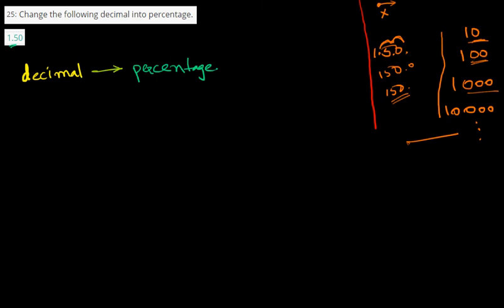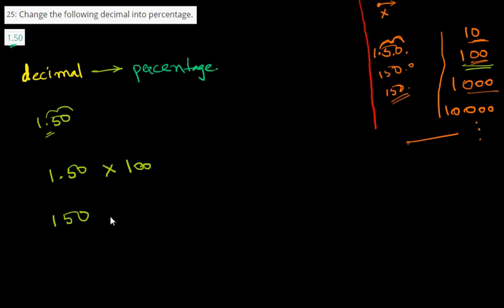So let's get back to solving this question. 1.50, as we discussed, we need to get rid of this decimal, so we know that we have to multiply this number with a number that is going to help us move this decimal two places towards the right, so that we get rid of it, and that number is 100. So let's multiply 1.5 by 100. So the decimal moves two places towards the right, and we're left with 150.